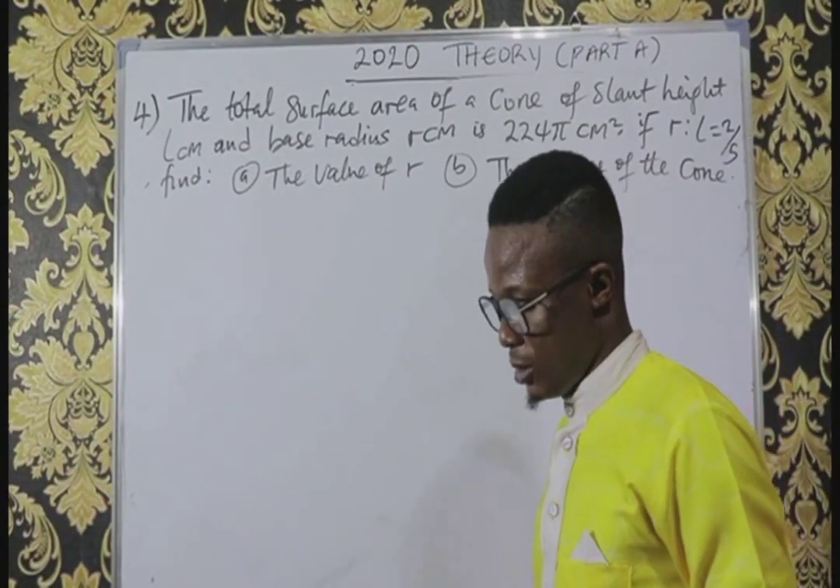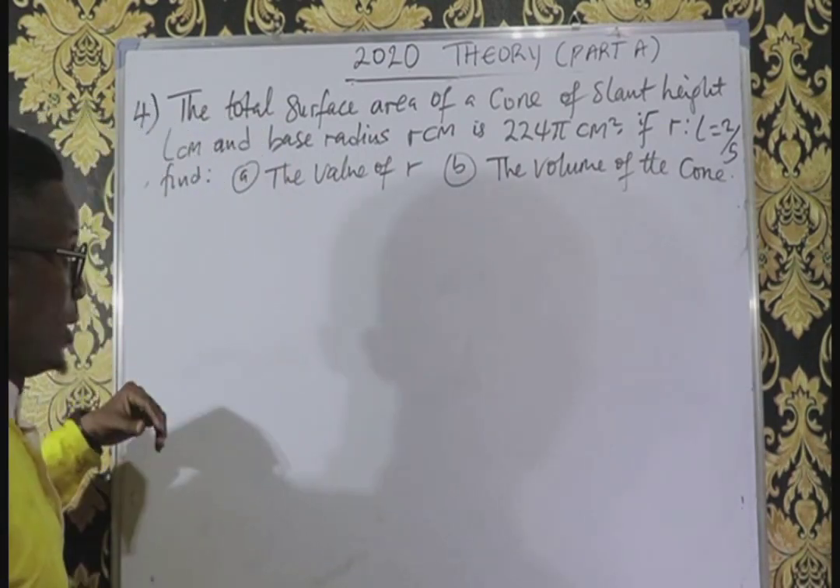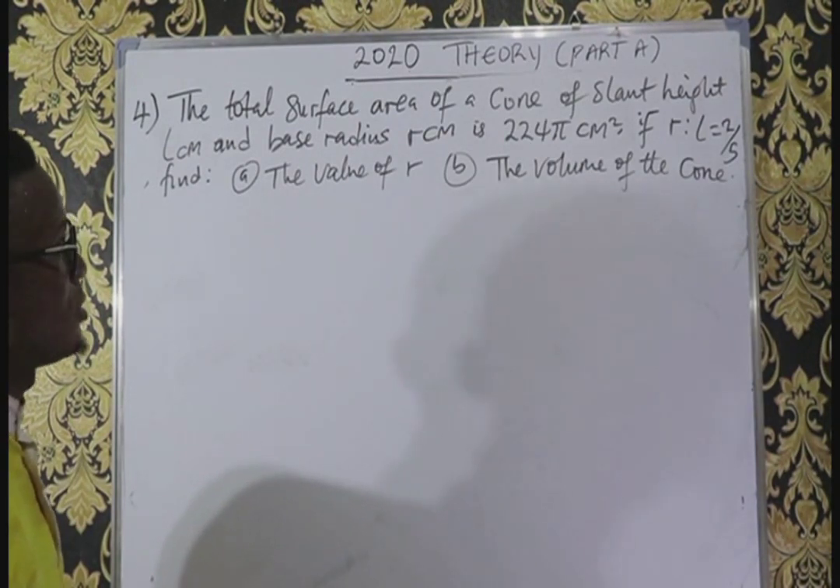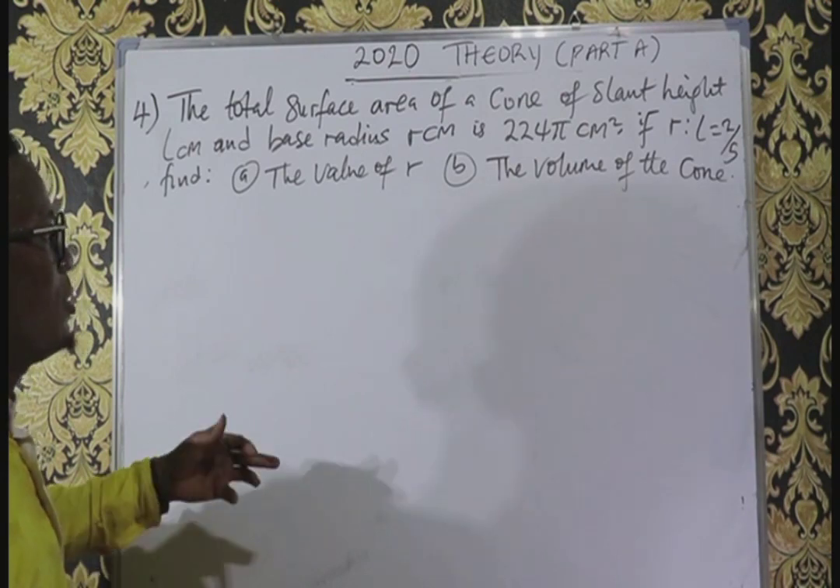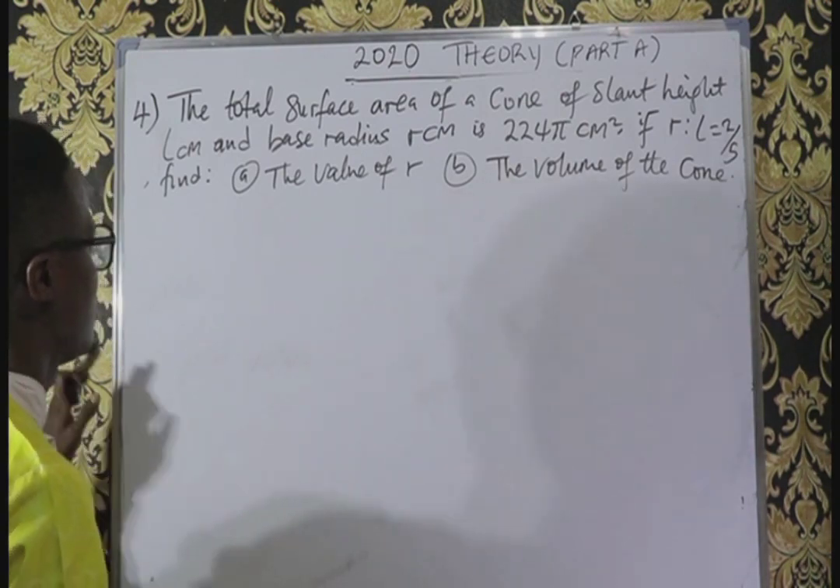In question number 4, we are told that the total surface area of a cone of slant height L cm and base radius R cm is 224π cm². If R is to L is equal to 2 over 5, find the value of R.